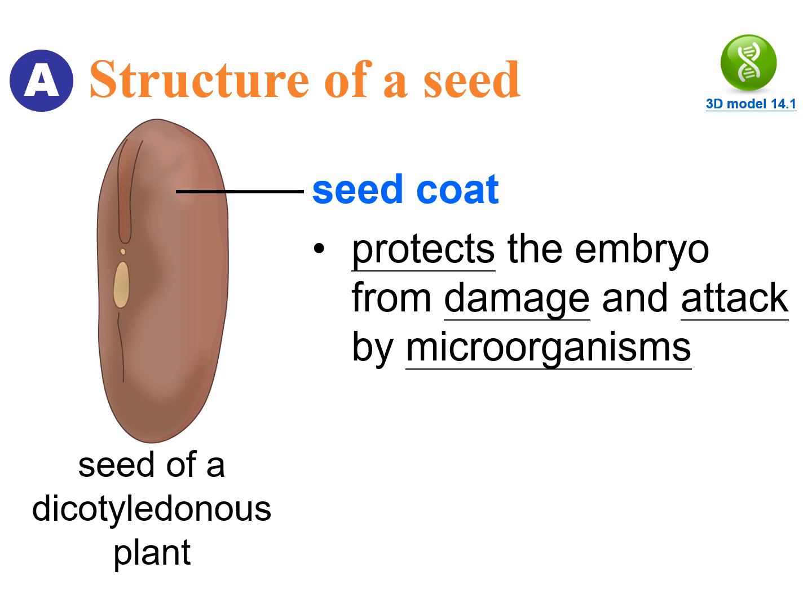To understand seed germination, we have to first take a look at the structure of a seed. On the outside of the seed, there is a layer called the seed coat. It protects the embryo inside from damage or attacks by microorganisms such as parasites (寄生虫) or bacteria, etc.